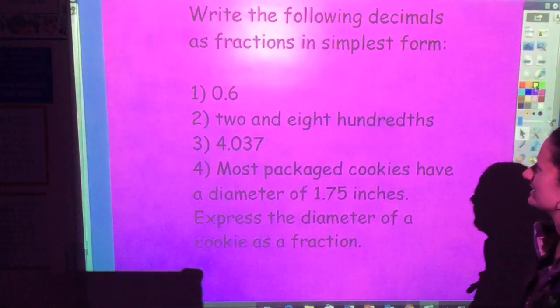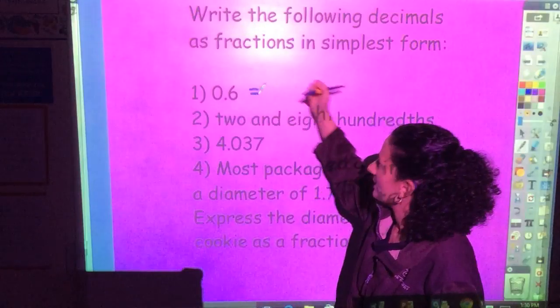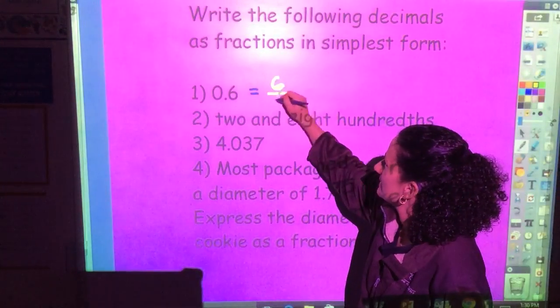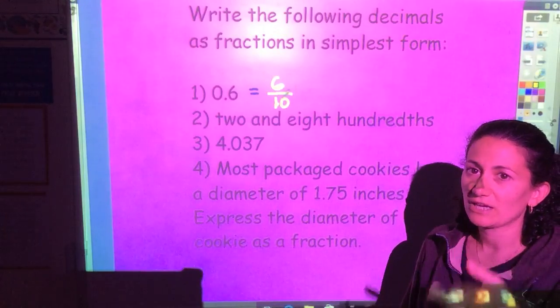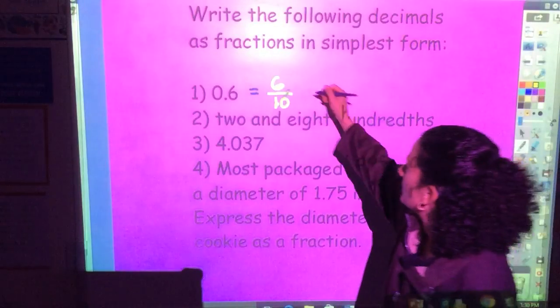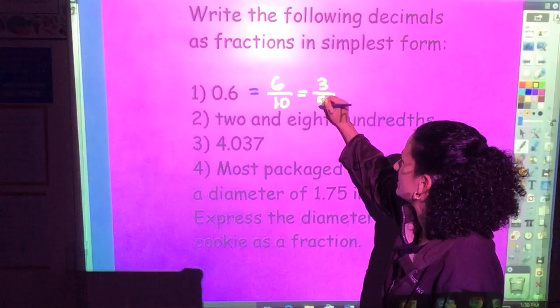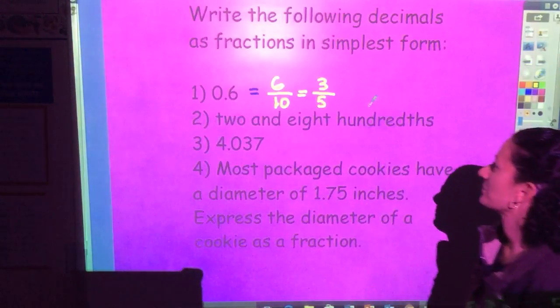Okay, so 0.6. If we read that correctly, that is actually 6/10. Did you write 6/10? If you did, you're on the right track, but you forgot to simplify. This can be divided by 2, which would give us 3/5. If you got 3/5, give yourself a pat on the back.